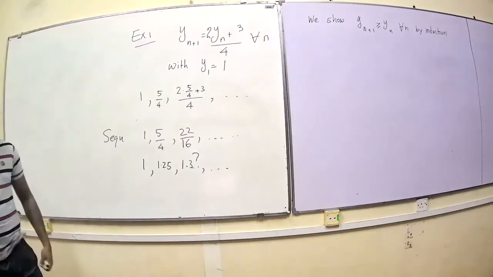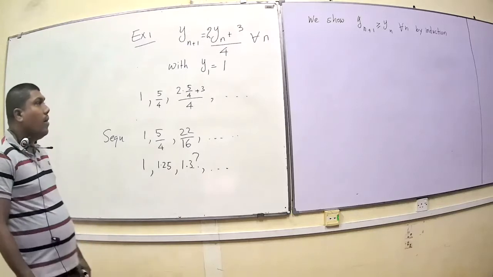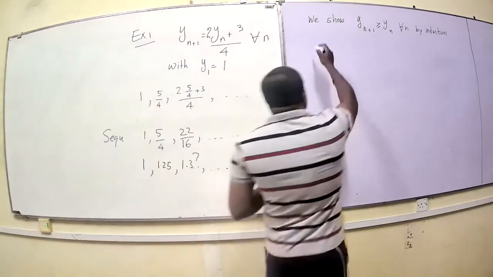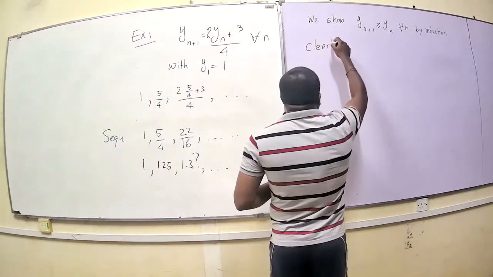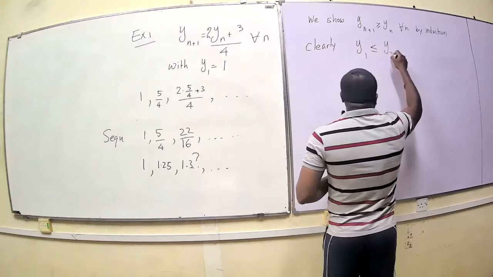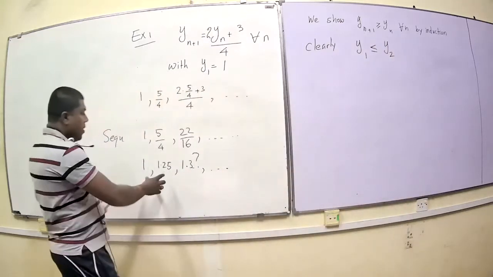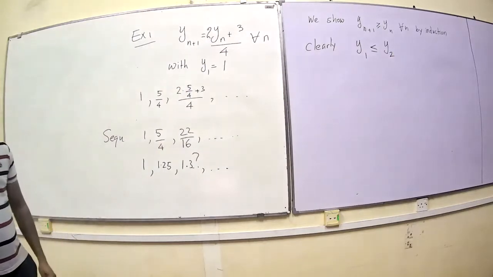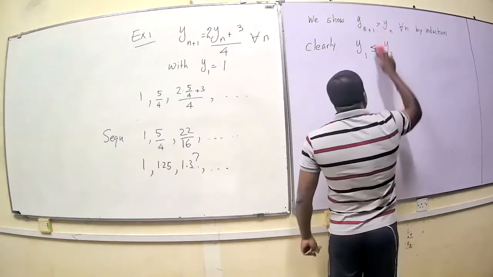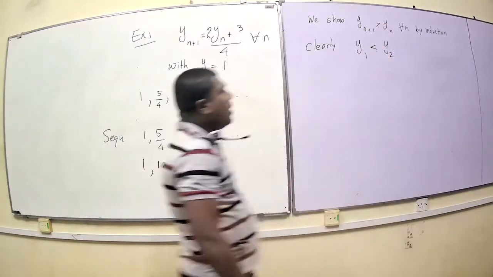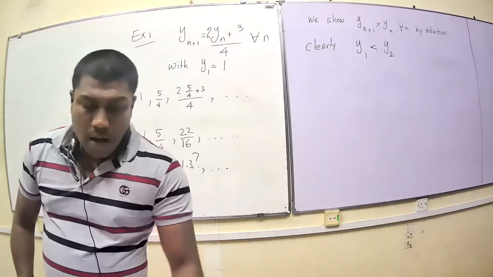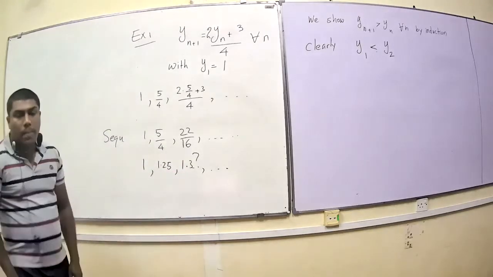Okay, so we are going to show that this one is increasing. So then by induction, you have to show the first step is true, right? So clearly, this one is obvious by just looking at these two numbers, 1 and 5 over 4. You can show strict inequality, so clearly y1 is less than y2. So the first step is over.